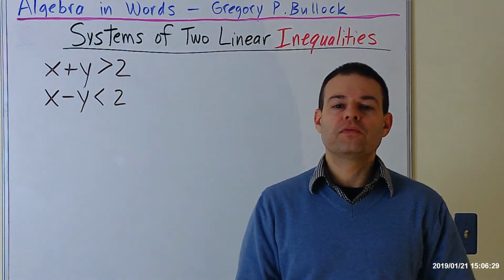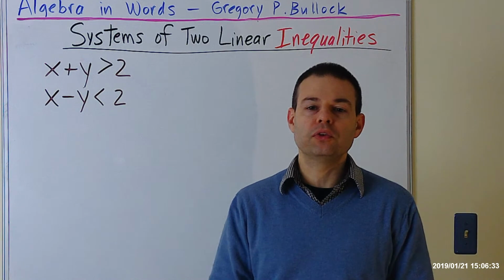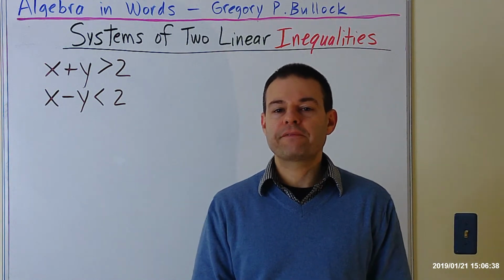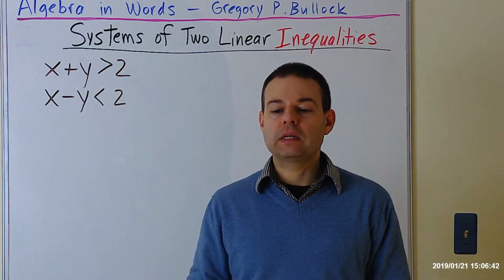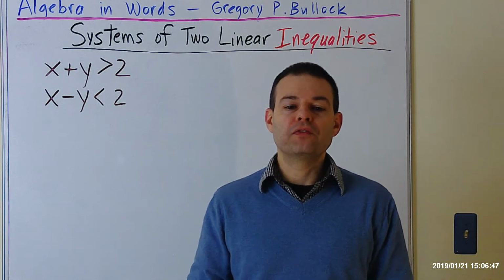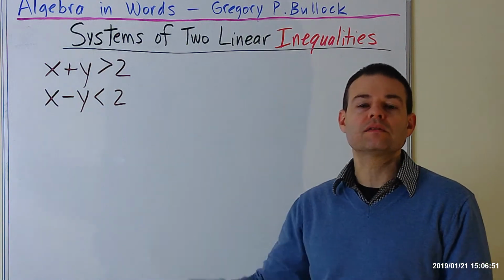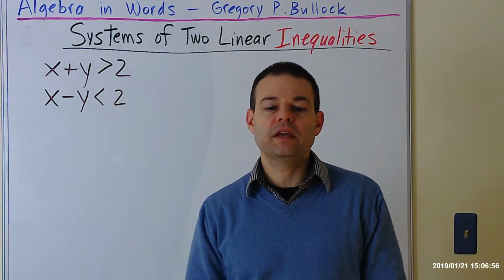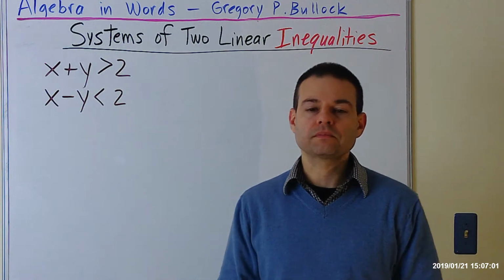I'm going to give an overview of what systems of two linear inequalities are and how to solve them. Part of it is graphing linear inequalities by themselves. That part you can follow along on page 33 in my book, Algebra in Words 2. But the procedure for solving a system of two linear inequalities is found on page 36. They're very related, and the procedure uses graphing linear inequalities.